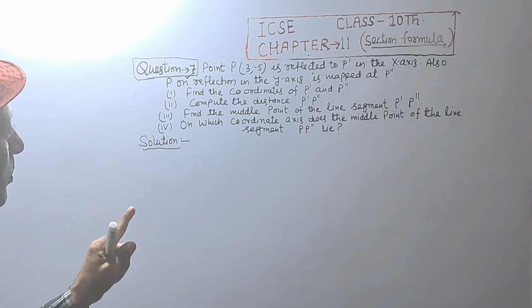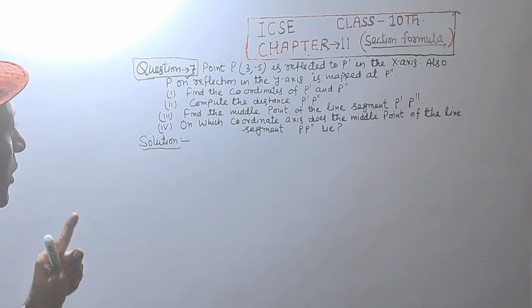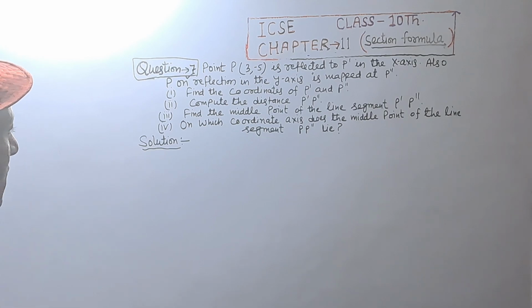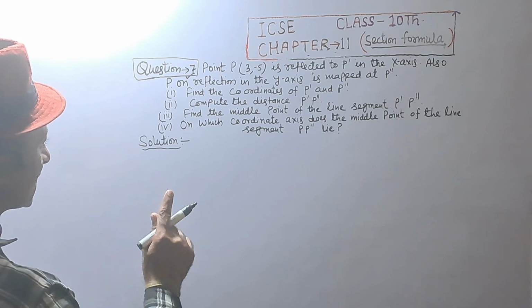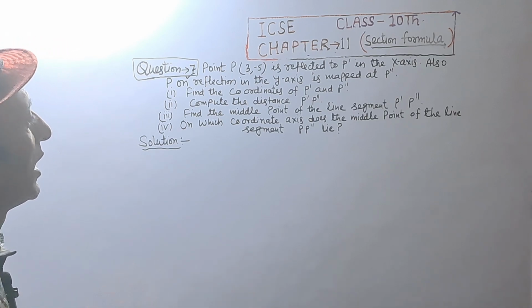Compute the distance P dash, P double dash. Find the middle point of the line segment P dash, P double dash. On which coordinate axis does the middle point of the line segment P, P double dash lie?